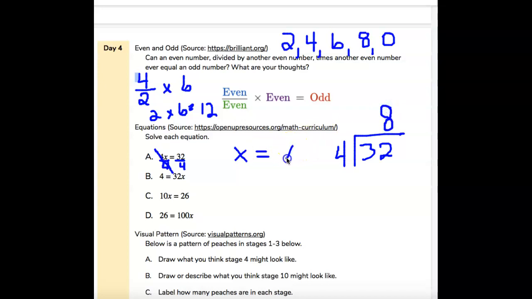All right, I'm going to show you one more because I don't want you to think they all have to be whole numbers. Down here, we would divide top and bottom. I mean, not top and bottom.